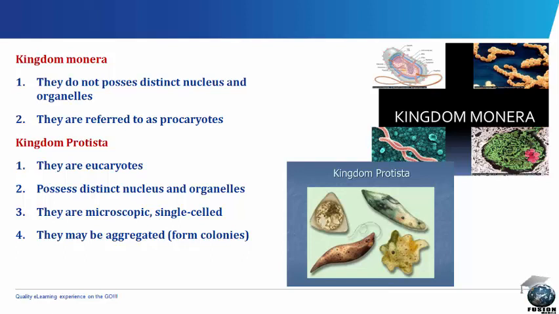The kingdom Protista. They are eukaryotes. They possess distinct nucleus and organelles. They are microscopic, that is single-celled. They may be aggregated, that is, they form colonies.